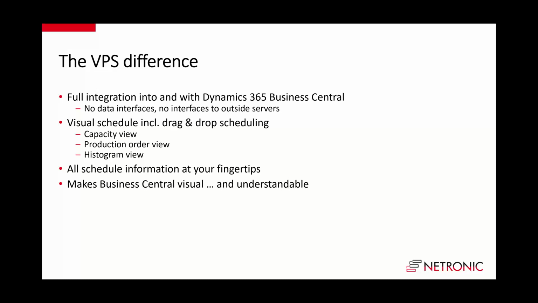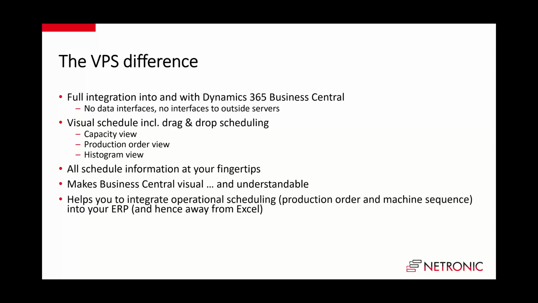Make the routing on work center level and see how this looks and feels and how you can deal with this, or make the routing down to machine center level and see how this looks and feels, and if this provides all the informational value that you need to have. The VPS helps you to integrate operational scheduling, and with operational scheduling, I mean the production order and machine sequencing, into your ERP, and hence it helps you to get this quite critical process away from Excel.